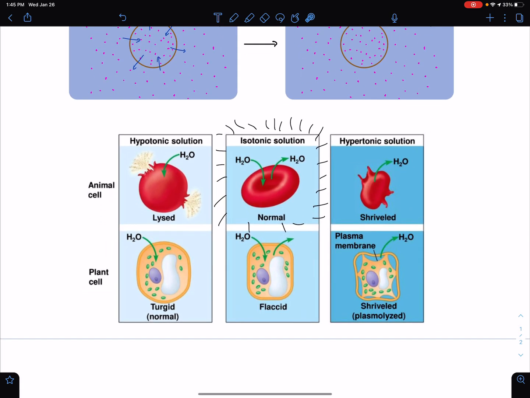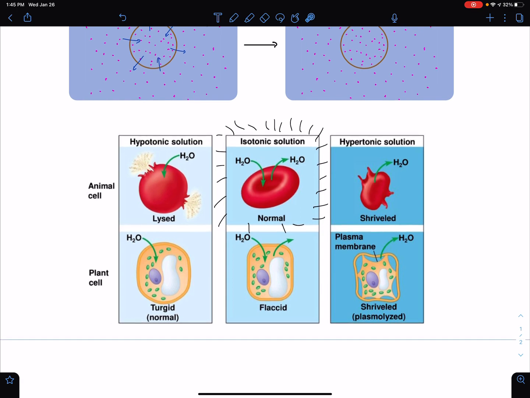Plants, however, prefer to be immersed in hypotonic solutions always. If they're in hypertonic or isotonic solutions, they start to wilt and kind of flop over. Immersing a plant cell in a hypotonic solution gives it turgidity and adds to the structural rigidity of the plant. And you know a well-watered plant when you see it, it's standing upright. So plants prefer their cells to be immersed in hypotonic solutions.